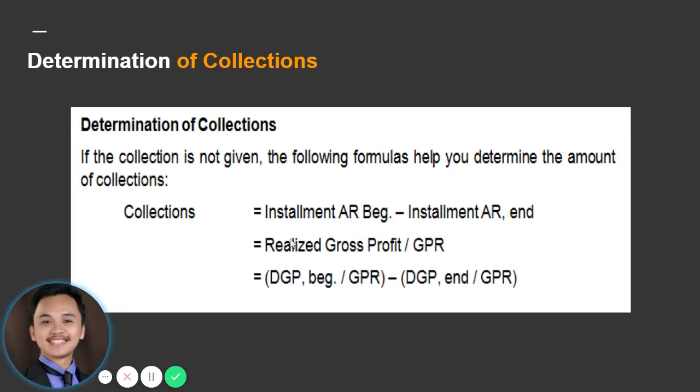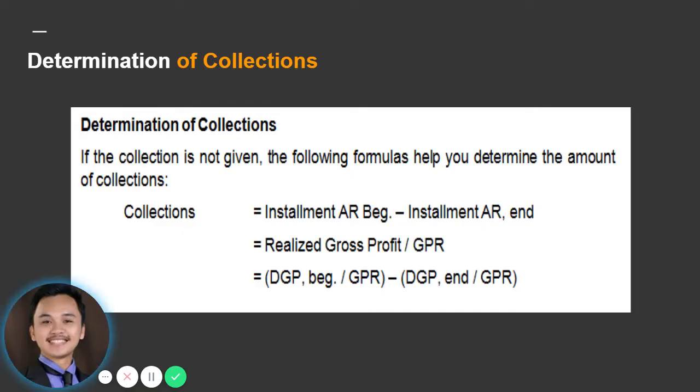And then if the first formula cannot be applied, let's proceed with the first alternative, which is realized gross profit over gross profit rate. Simply divide the realized gross profit by your gross profit rate to compute for your collections. Or in short, you just work back the formula in computing for the realized gross profit, which is: realized gross profit is equal to cash collection times gross profit rate.